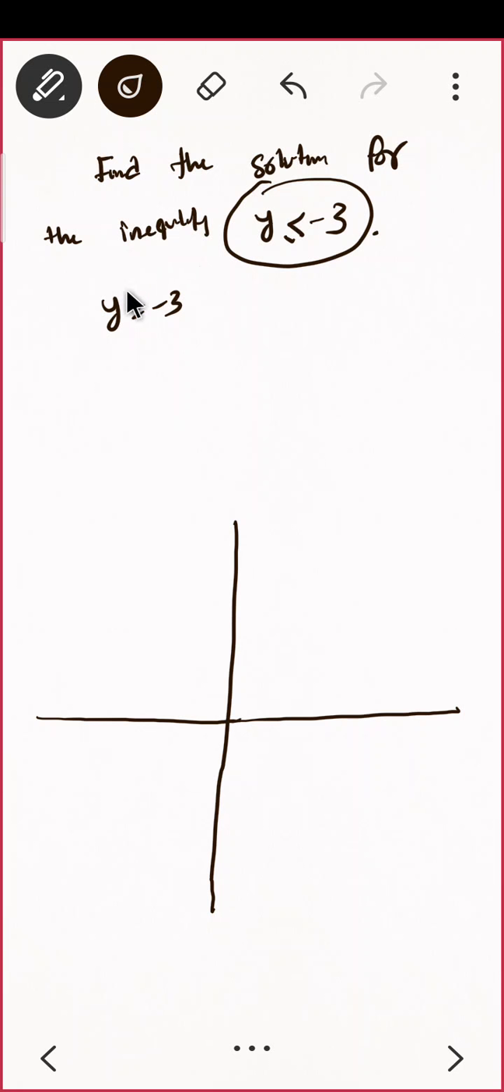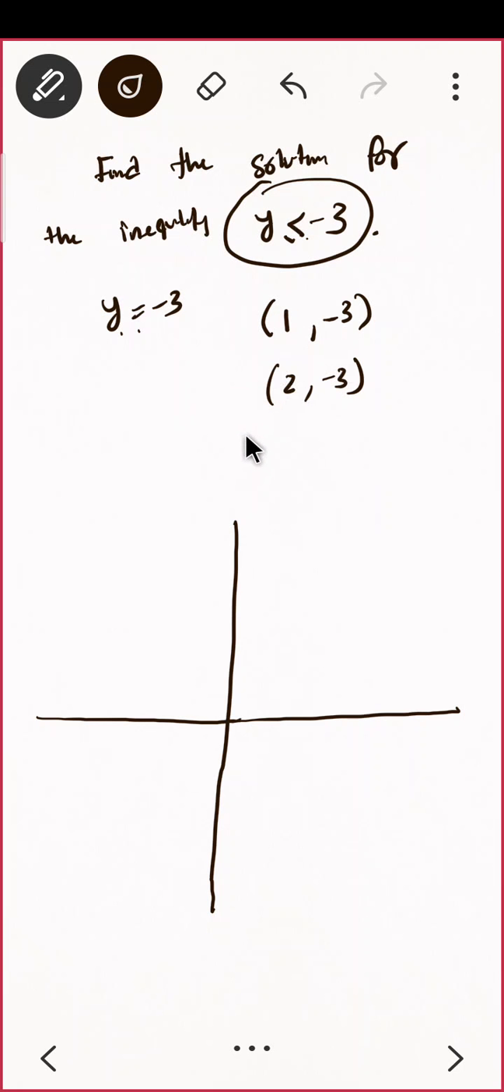So first step is this only. Forget about inequality. Put equal to there. Then draw the straight line. What will be the 2 points? Can you give me 2 points for this? Y equal to minus 3. What will be the 2 points? Y is always fixed. Do you agree? X can be anything. You either put 1, 2, anything you put. It is always fixed. Do you see that?